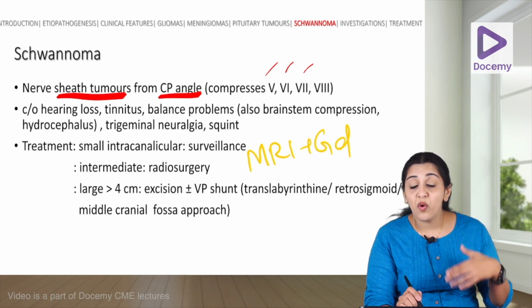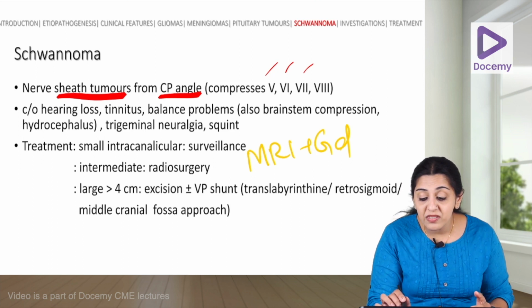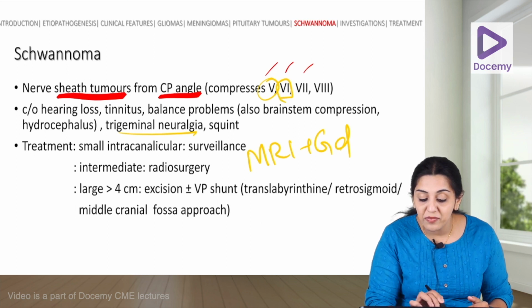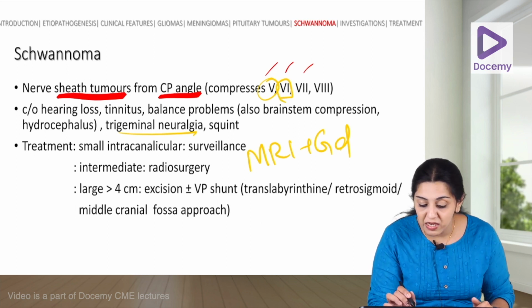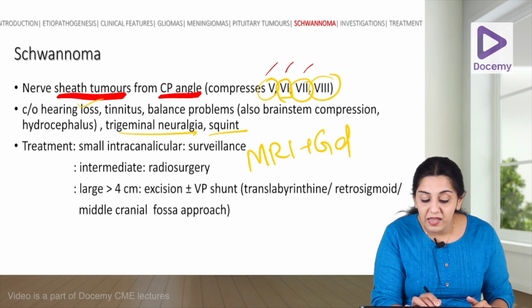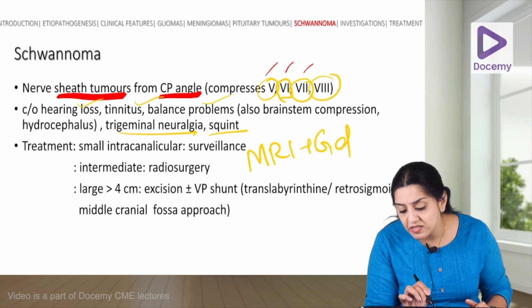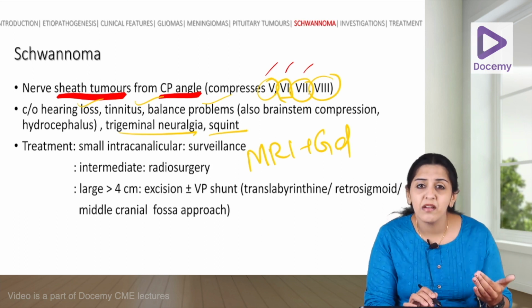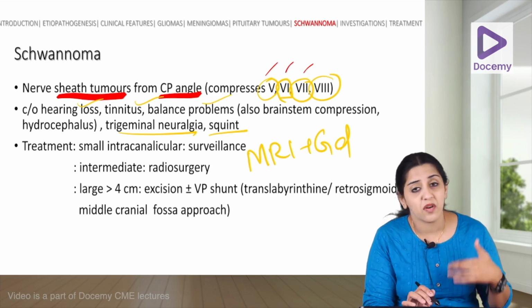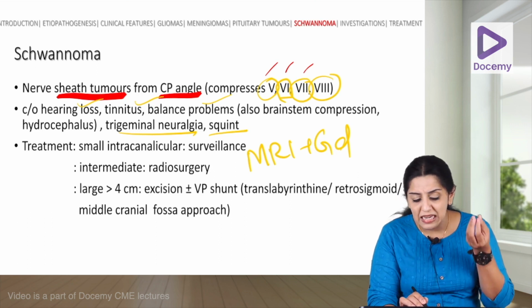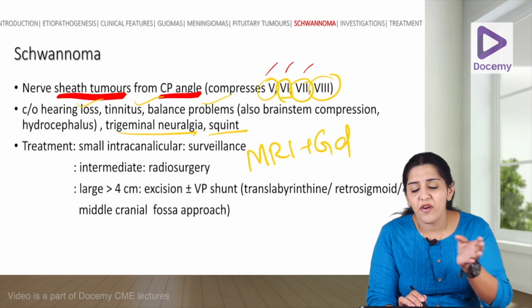And what are the features? Because 5, 6, 7, 8 are affected: if 5 is affected, there will be trigeminal neuralgia. If 6 is affected, there will be visual disturbances, so squint. 7 and 8 cause hearing loss, tinnitus, balance problems, etc. Also, because of compression by the tumor, there can be difficulty in CSF flow causing hydrocephalus. What is the treatment? If it is a small intracanalicular one, just go for follow-up.